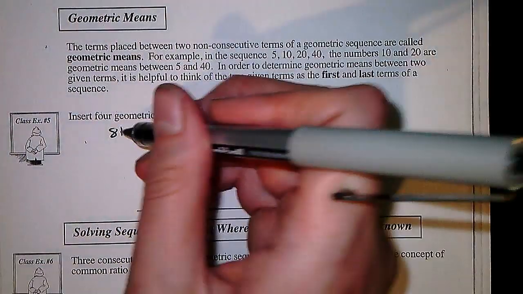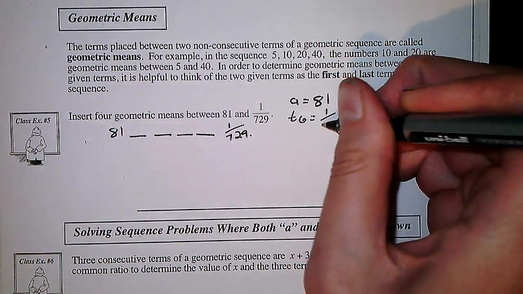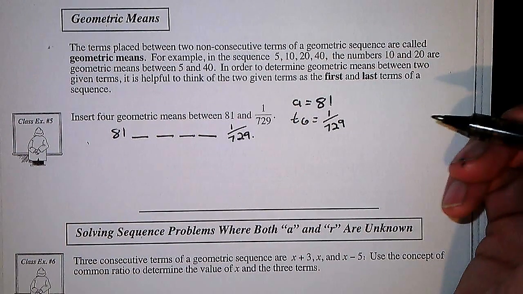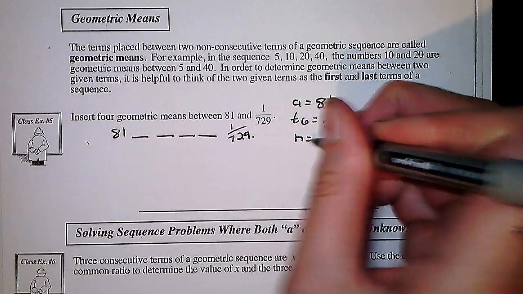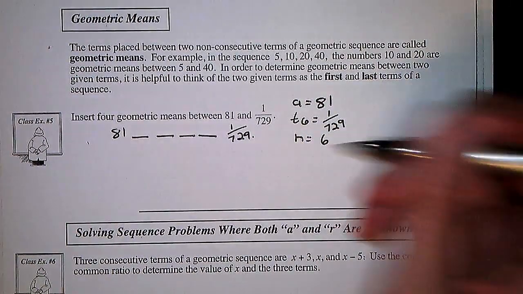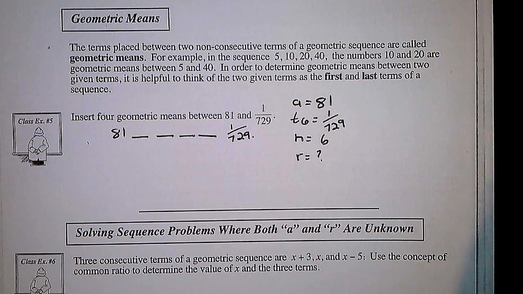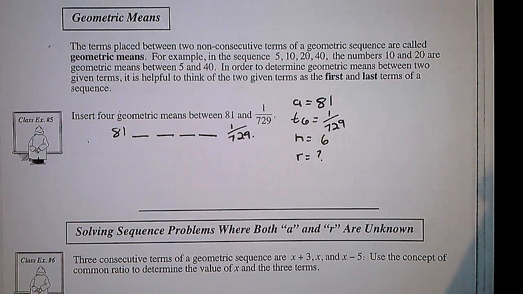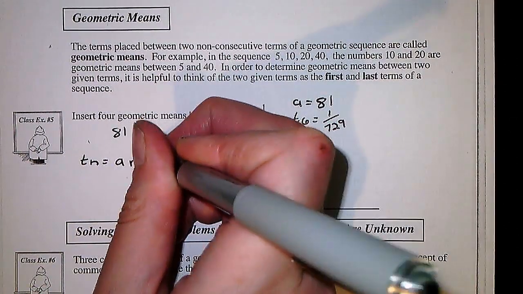And I am going to assume that term 6 is equal to 1 over 729. So I have the term number as well, that is 6. So I have 3 pieces of information, and my unknown in this case is going to be the common ratio. So I can use these 3 bits of information in the formula to find the unknown value. So I'm going to write the formula. Tn equals a times r to the n minus 1.